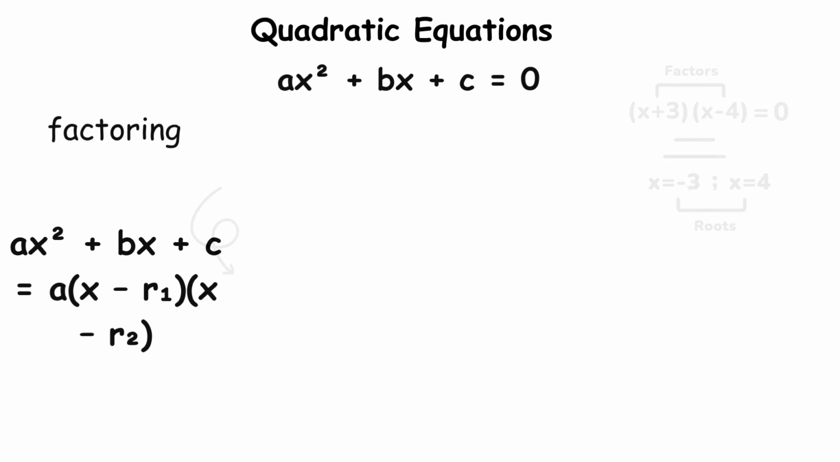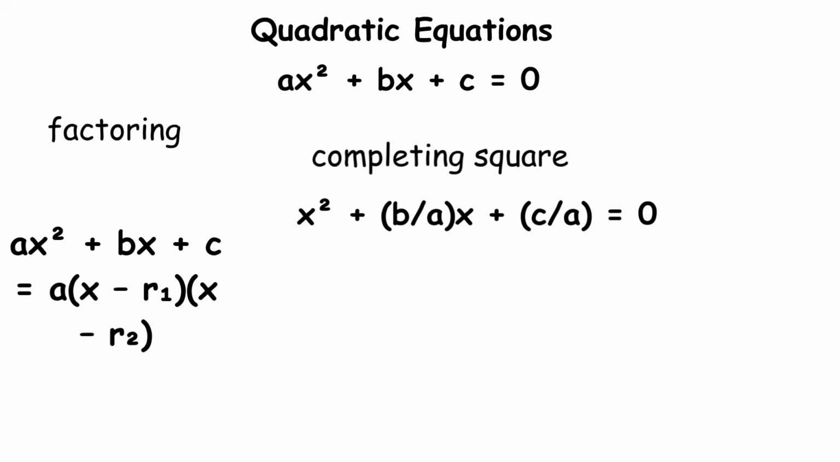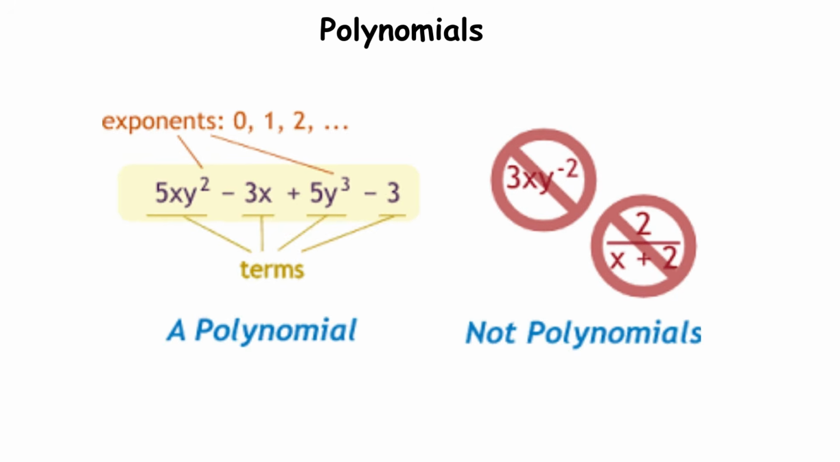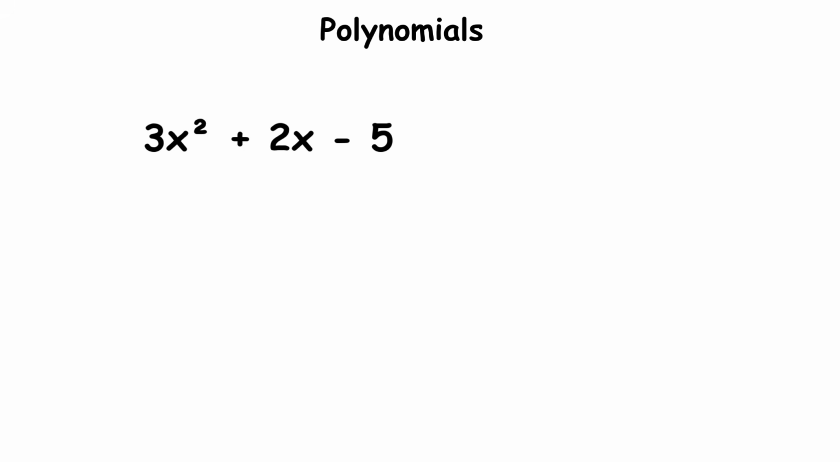Another method is completing the square, which transforms the equation into a perfect square trinomial. When factoring isn't possible, we use the quadratic formula. This formula can solve any quadratic equation, regardless of whether it factors nicely or not. Quadratics are part of a broader class of expressions called polynomials, which are sums of terms involving variables raised to whole number powers. For example, a quadratic is a polynomial of degree 2.